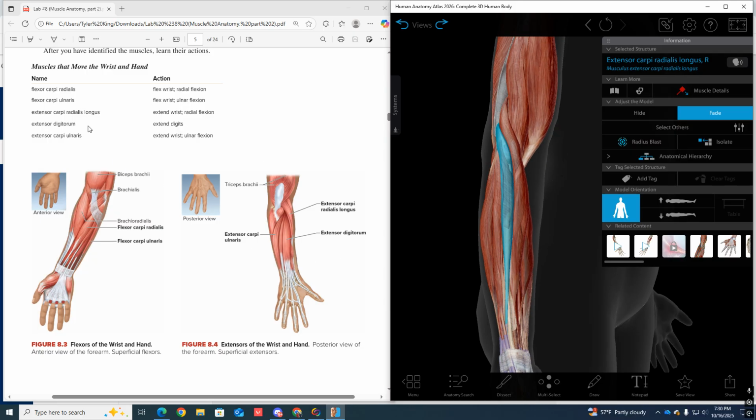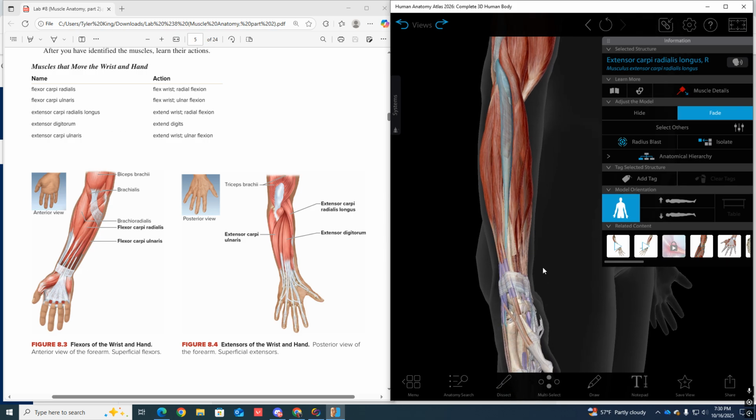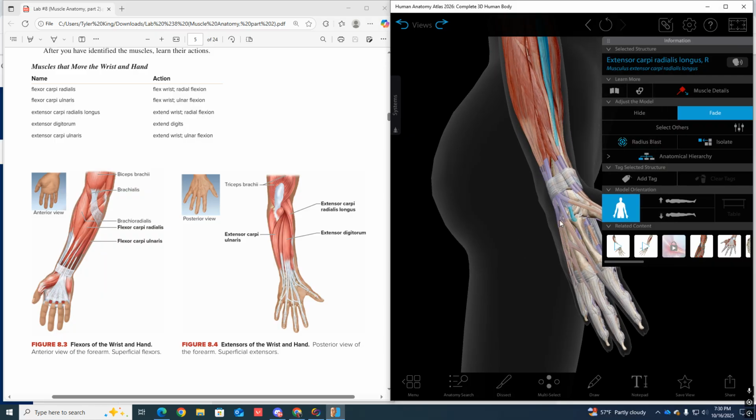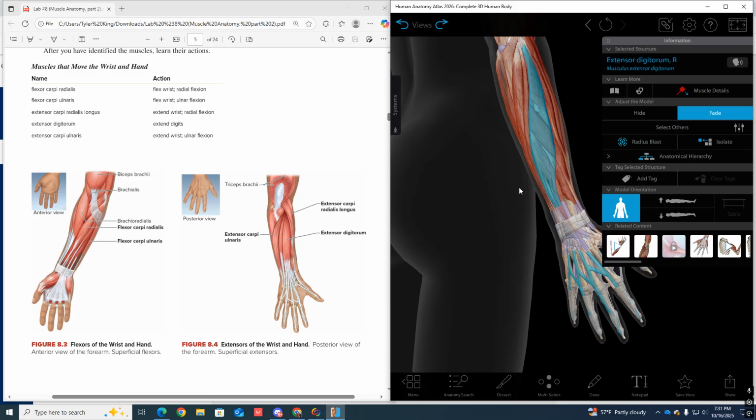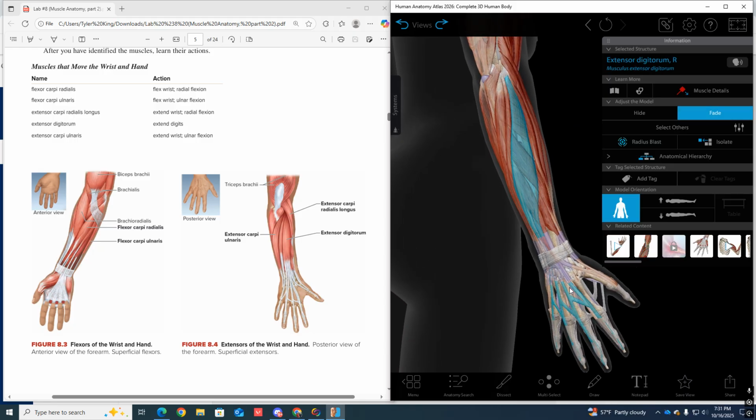Extensor digitorum, okay? So digitorum is referring to the digits, referring to our fingers. So if we know it's an extensor and it's for the digitorum, it's going to help extend the digits, okay? So let's look at this guy here. We have to find the muscle that goes all the way to all the fingers here. We can do that. There we go. Huge muscle. We can see all the tendons that extend onto the fingers.